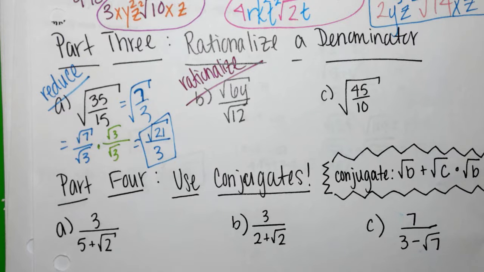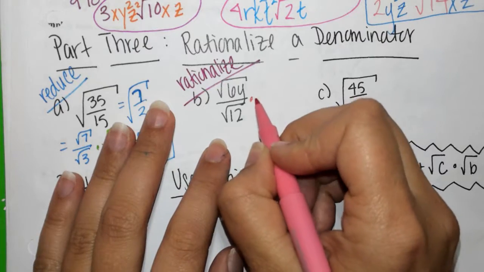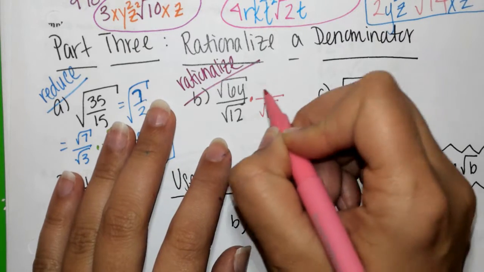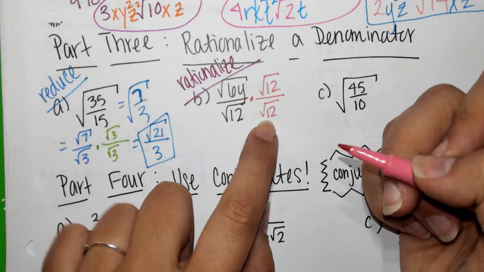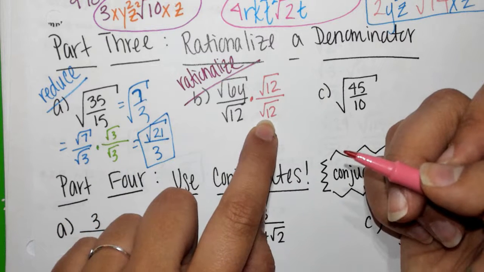Are you guys ready? So, how would I rationalize it? What would I multiply the top and bottom by? The square root of 12. That is not the same thing as 12. I'm going to multiply the top and bottom by the square root of 12. You always multiply it by the denominator. 12 and the square root of 12 are not the same thing.